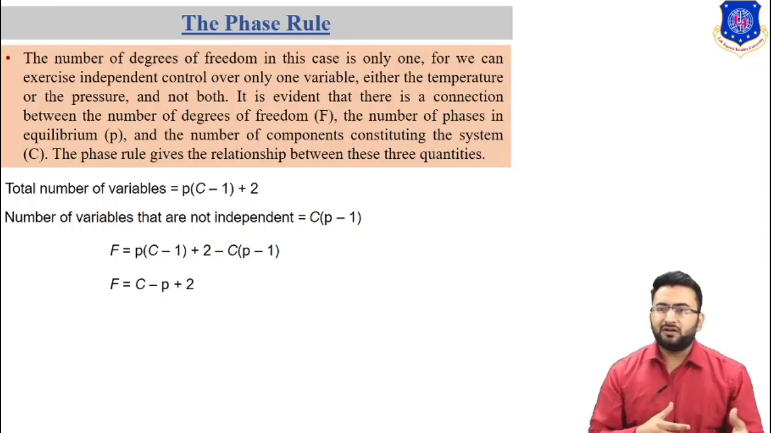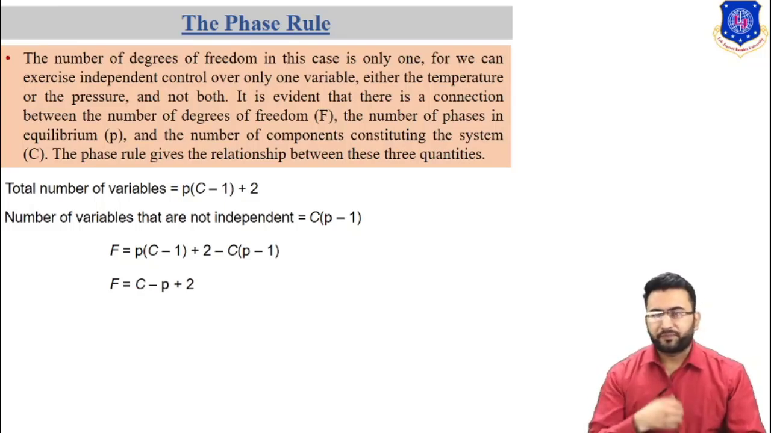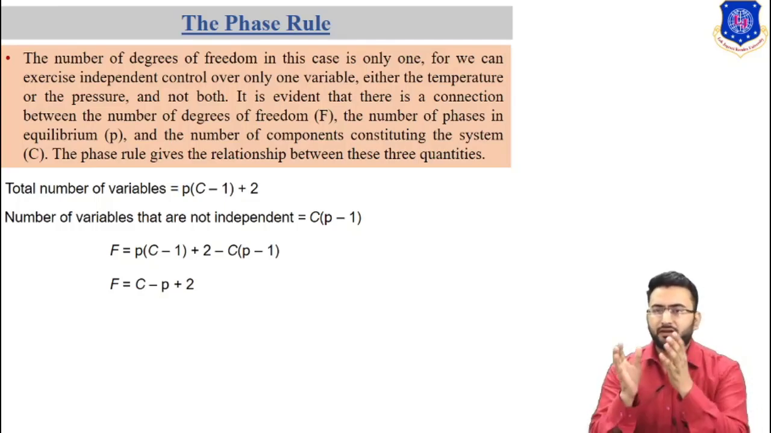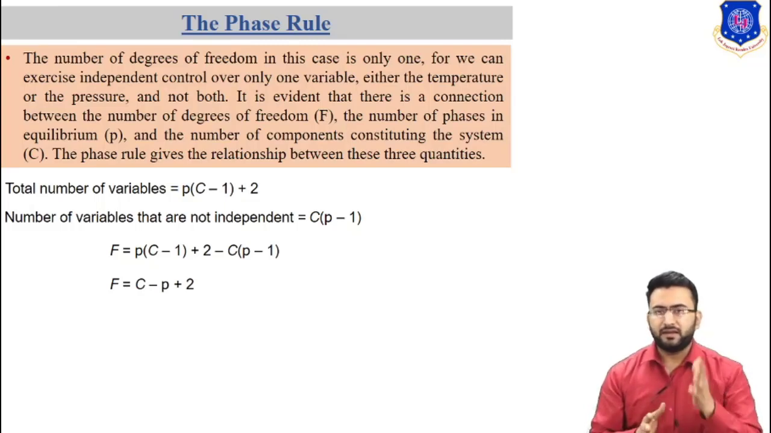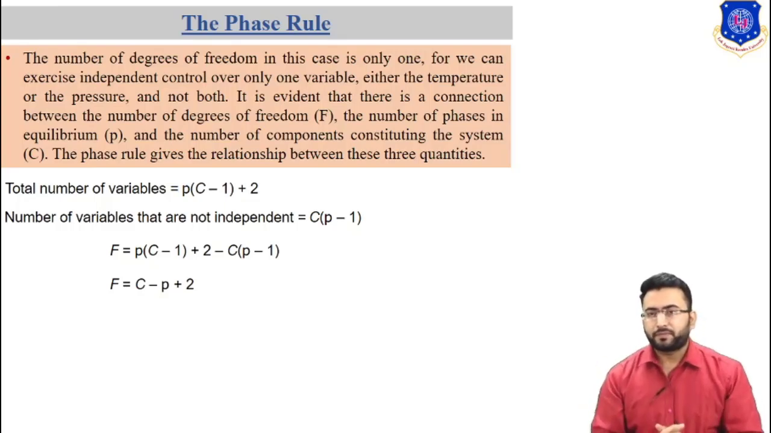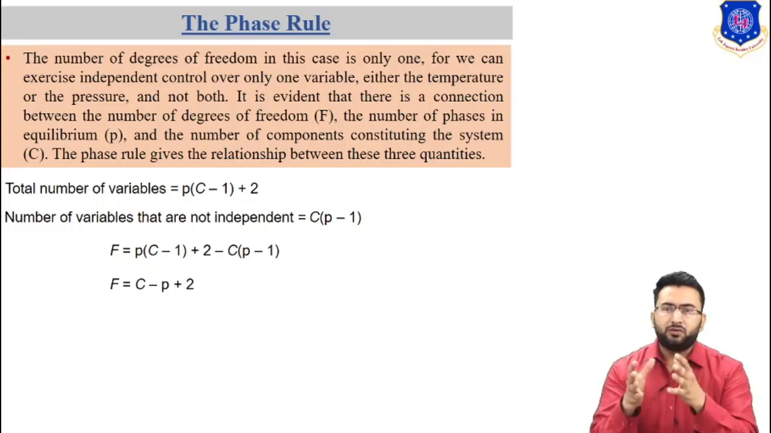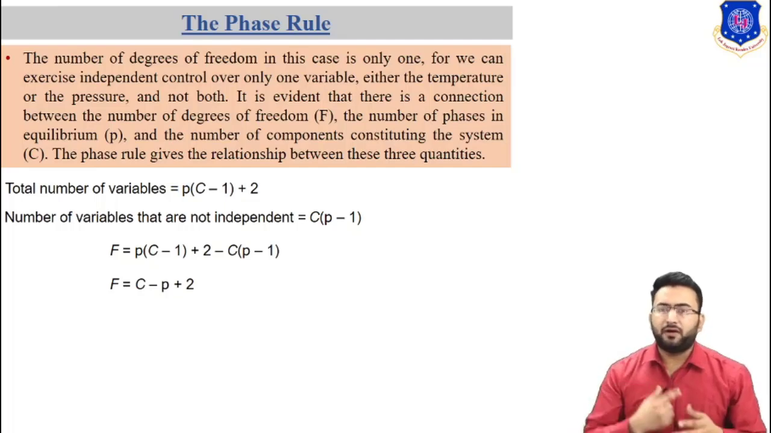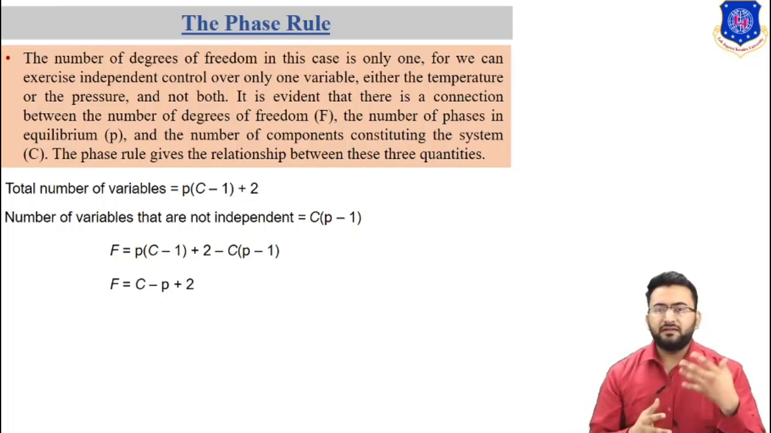The number is not necessarily 2 for more complex systems. For example, a mixture of steam and liquid water in equilibrium at 101.3 kilopascals can exist only at 373.15 Kelvin. It is impossible to change the temperature without changing the pressure if the liquid and vapor are to continue to exist in equilibrium. The number of degrees of freedom in this case is only 1, for we can exercise independent control over only one variable, either the temperature or the pressure, and not both.